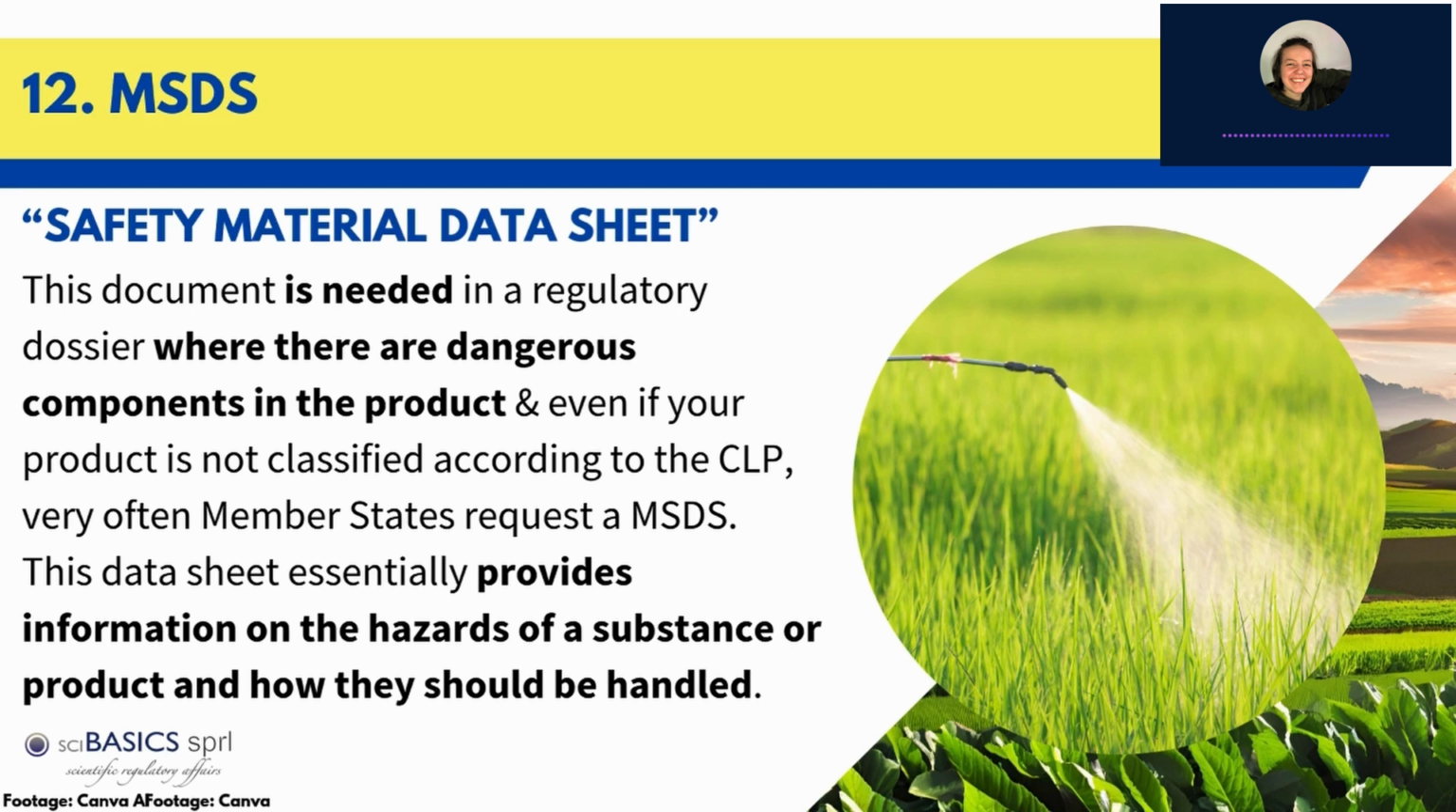Now, we are at our last main abbreviation, which is the MSDS. And MSDS stands for Material Safety Data Sheet. This document is needed in a regulatory dossier where there are dangerous components in the product. And even if your product is not classified according to the CLP, very often member states request an MSDS. This data sheet essentially provides information on the hazards of a substance or product and how they should be handled. Handling of the product does not only mean how the farmer handles it when using it on his crops, but also how to transport it and how to dispose of the container that held the product.